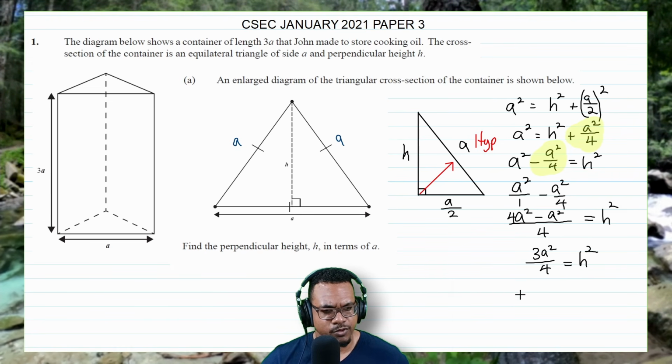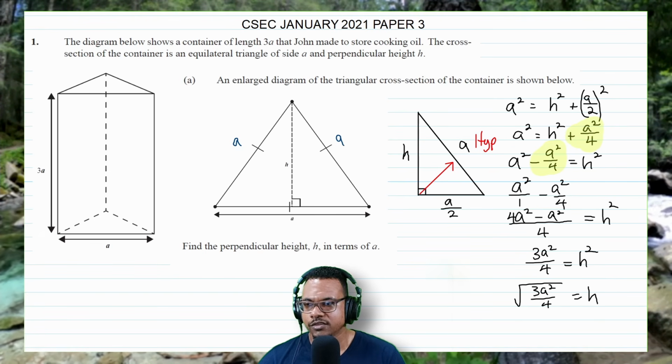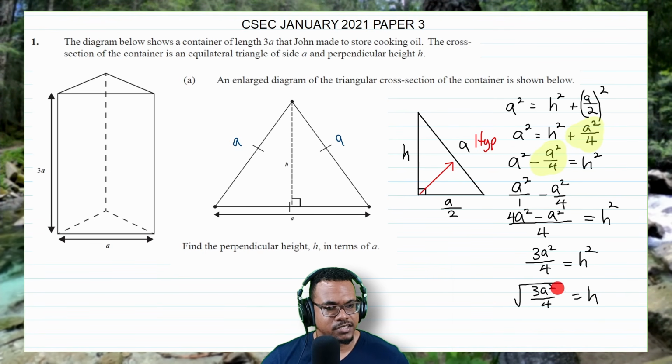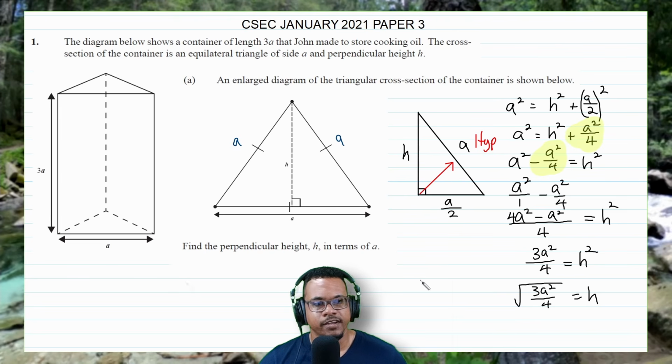And now I can just take the square root on the left-hand side. So the square root of 3a squared over 4 will be equal to h. So now I have h in terms of a. That's the first part of the question, part A.